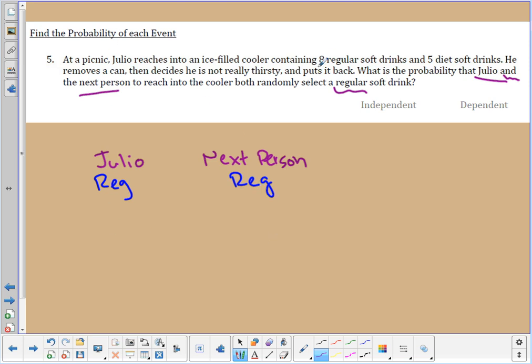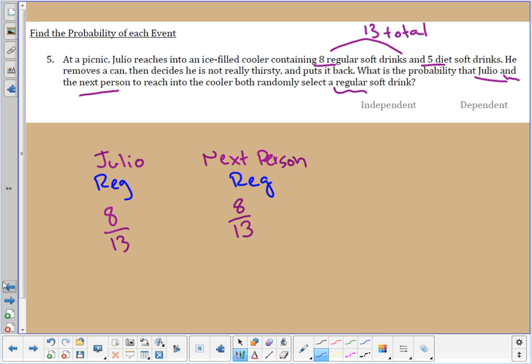So I know that there are 8 regular and, I'm sorry, 5 diet. When I put those two together, there are 13 total soft drinks. Okay, so there's 13 drinks in the cooler. So now I need to figure out what my successes are. Well, the regular soft drinks, there's 8. So for Julio, a success looks like 8 out of 13. Now, the next person, whoever comes up behind Julio, is also looking for regulars, so that success is also going to be 8 out of 13.